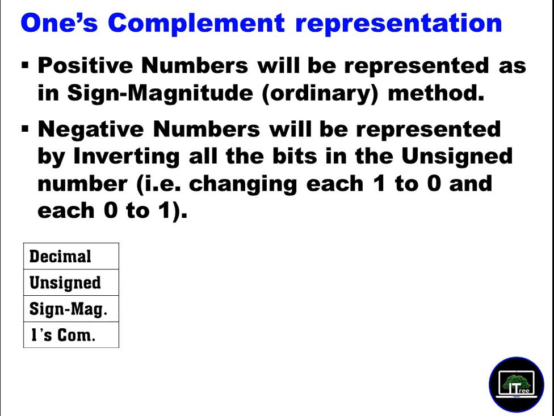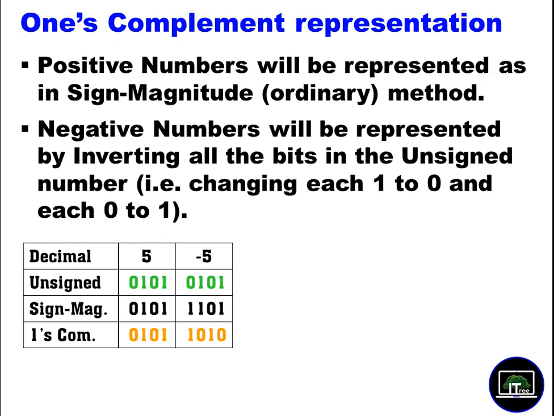We will look at a few examples. We can see that 5, remember, it's a positive 5. For positive numbers, we are not making any changes. You can see that unsigned, sign magnitude, and one's complement are the same. Now we can see how we can do negative 5. Unsigned, you can't represent that, it has no sign. Then sign magnitude, we just make the first bit, the MSB, 1. For the one's complement, we change the number the other way around. We are just inverting the number. You can see that.